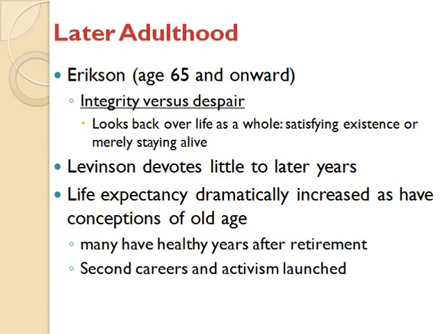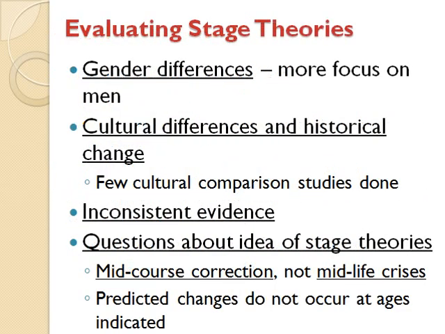Evaluating stage theories. The first one is gender differences, which focuses more on men. The second one is cultural differences and historical change, where only a few cultural comparative studies are done. Next is inconsistent evidence, questions about the idea of stage theories, mid-course correction, not midlife crisis. Predicted changes do not occur at the ages indicated.